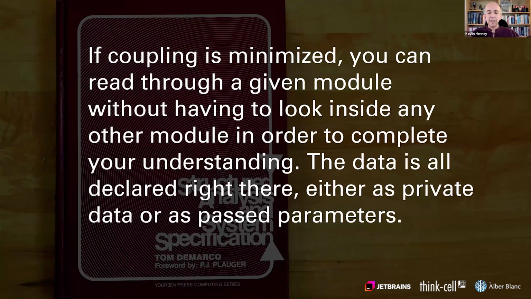The data is all declared right there, either as private data or as passed parameters. Notice the private stuff. It kind of already started creeping in here as being a thing that was normal. It's mid-70s. So all this sounds really good. It sounds like we've got a case for separation of concerns. There's nothing been misunderstood, except go and read the original source.